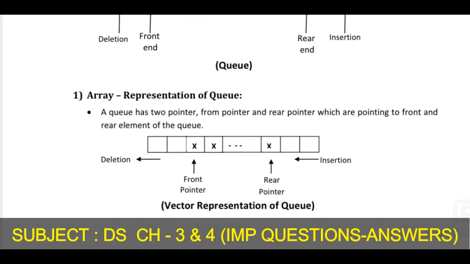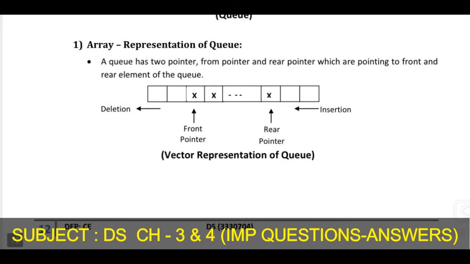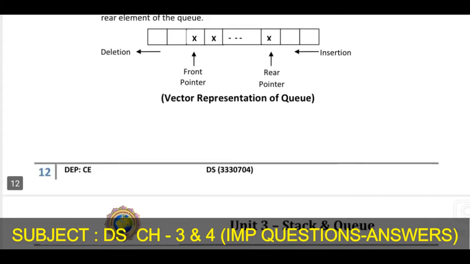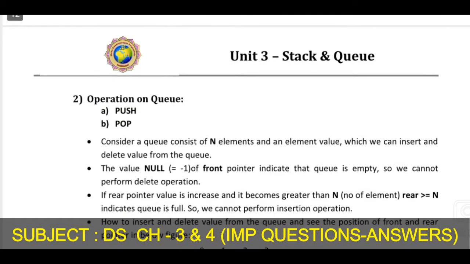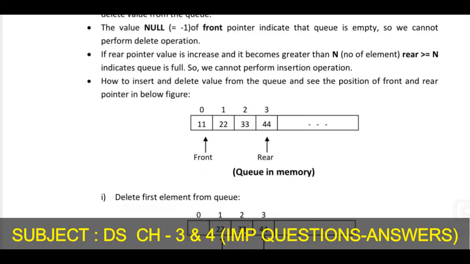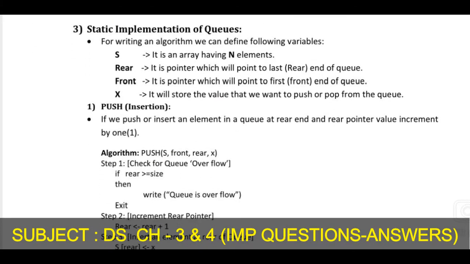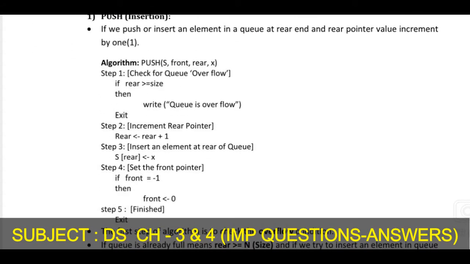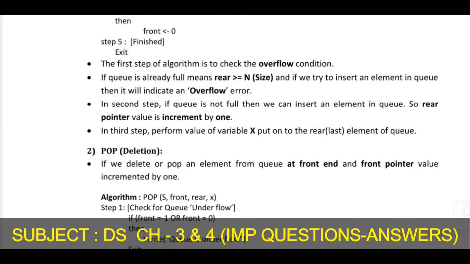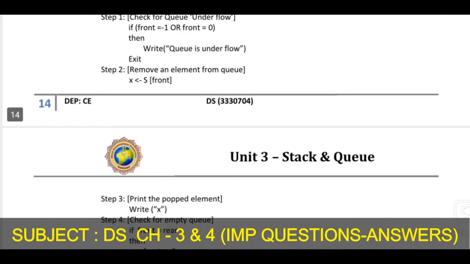Here one, array representation of Q. Here there are not two types of array representation, vertical and horizontal, but the combination of both vertical and horizontal makes one vector representation of Q. Then operations on Q. So here push and pop operations on Q. Then next, the implementation with its algorithm steps for the operations on a Q, push and pop. So this one is push and here is the pop operation.